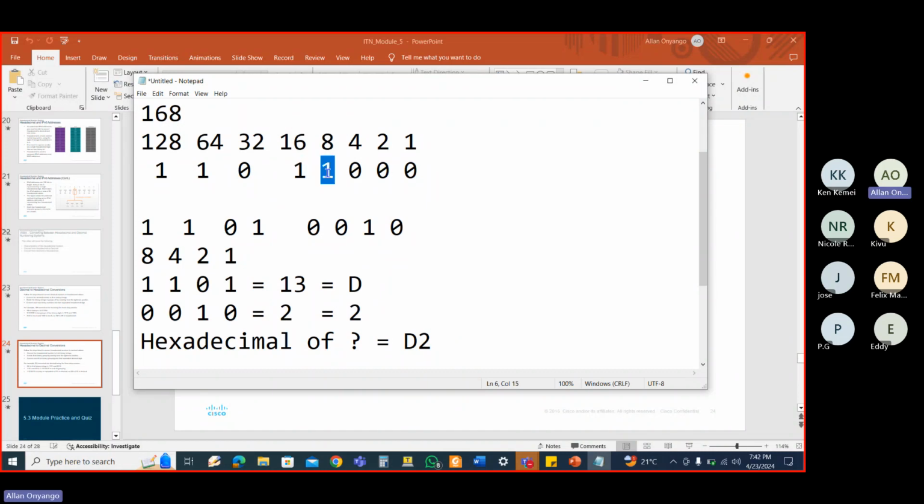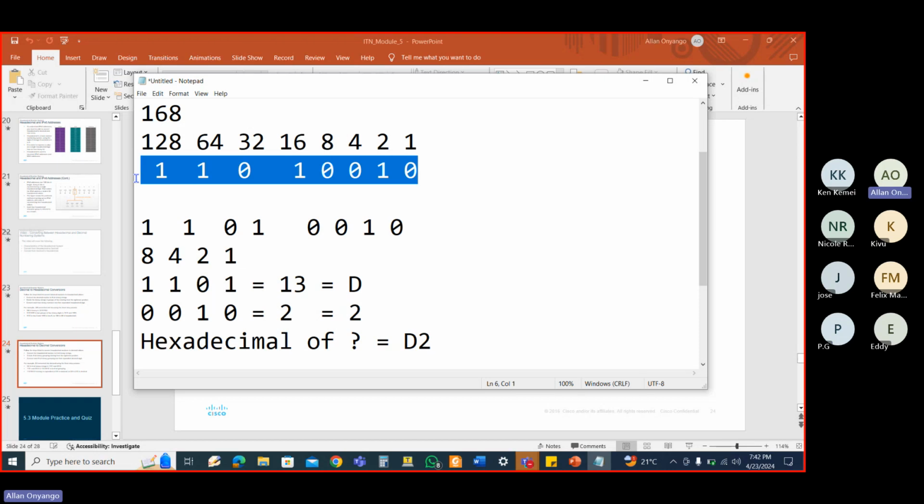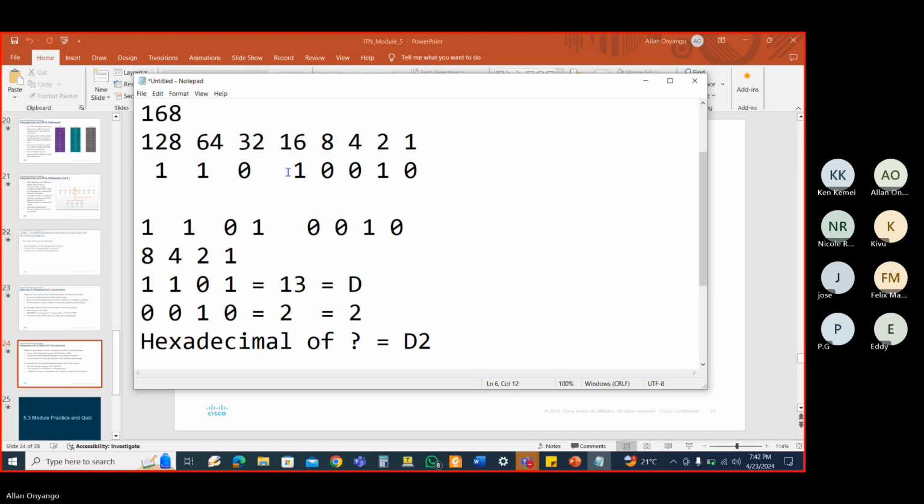I don't know whether you're following. Are you following? Yes. I'm just replacing these ones. I'm replacing them here. Okay? Yes. So it's now 1, 1, 0, 1, 0, 0, 1, 0. Now you convert this one. It's like we're adding 128 plus 64 is 192. 192 plus 16, 208. 208 plus 2, 210. So our answer here will be 210, and even this one here will be 210. Is that okay? That should be clear now.